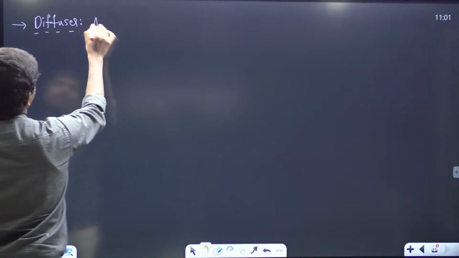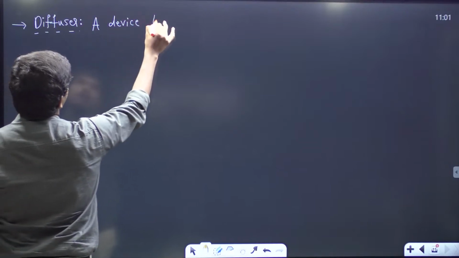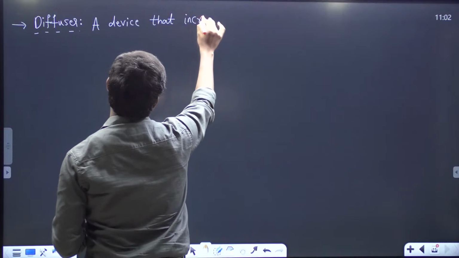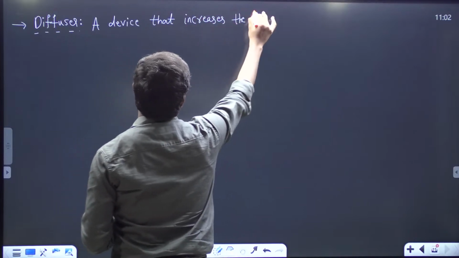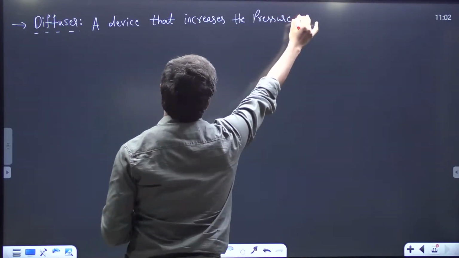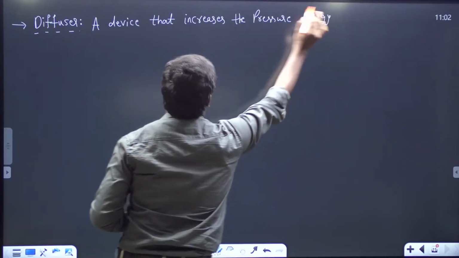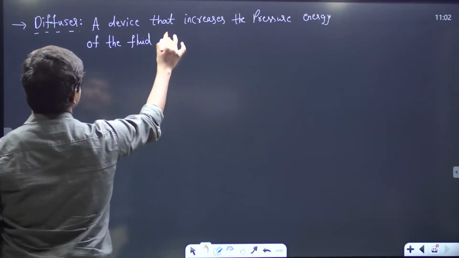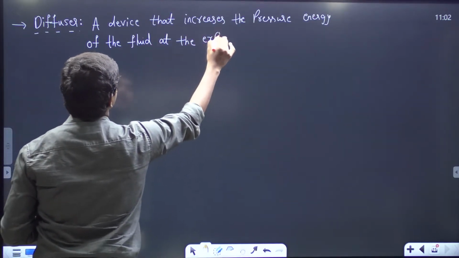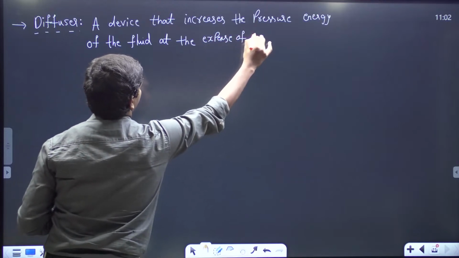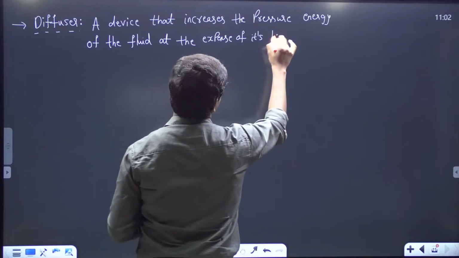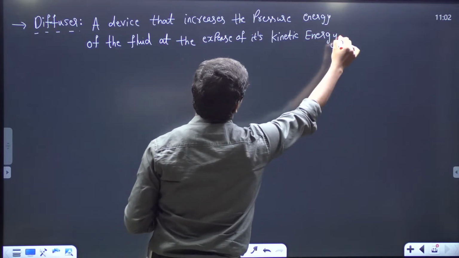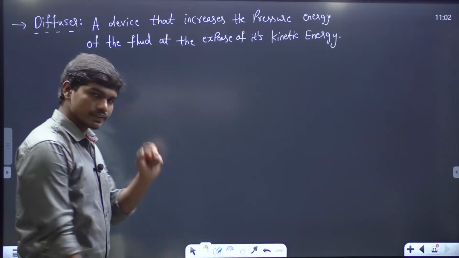Diffuser, a device that increases the pressure energy, basically tries to increase the enthalpy, pressure energy of the fluid at the expense of its kinetic energy. So if you see, it's just a reverse operation of a nozzle.